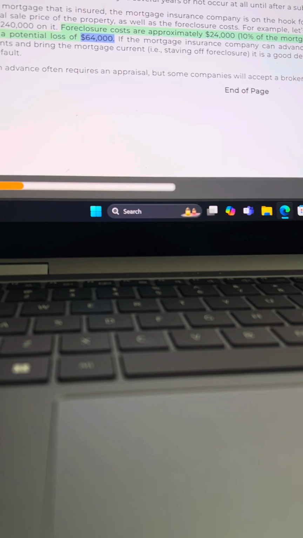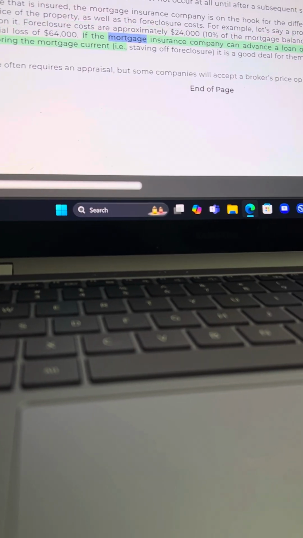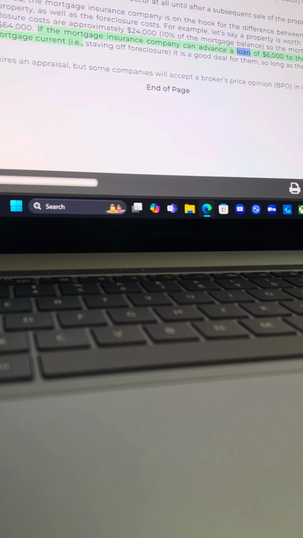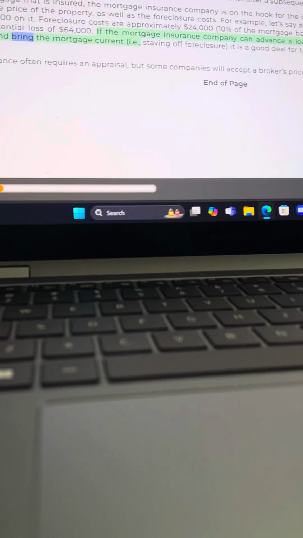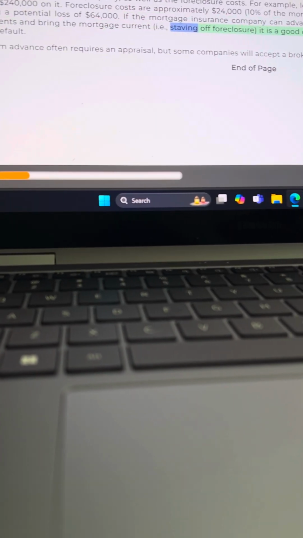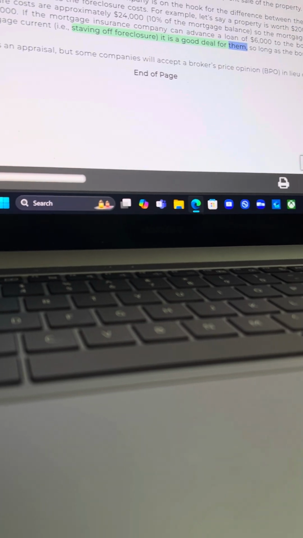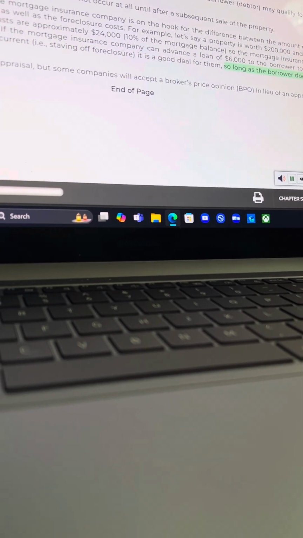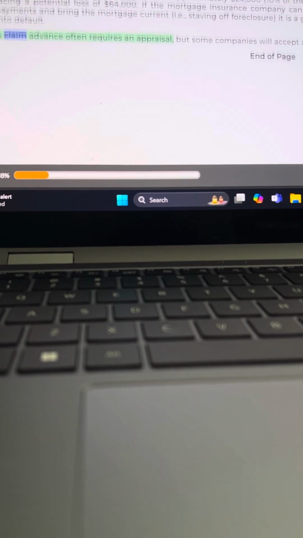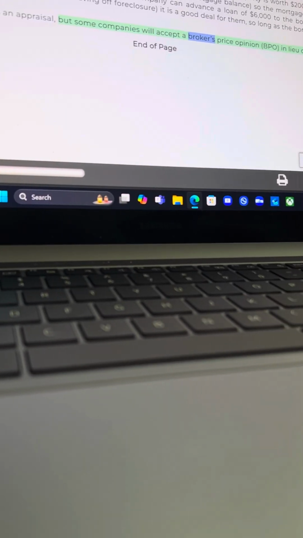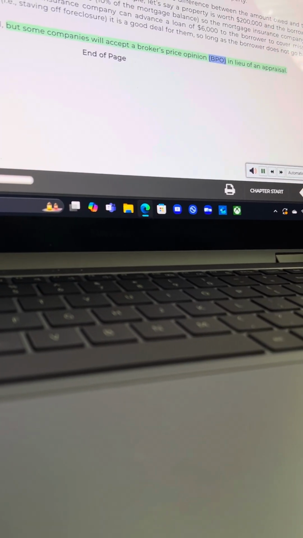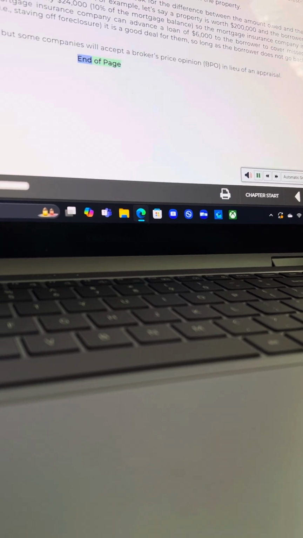If the mortgage insurance company can advance a loan of $6,000 to the borrower to cover missed payments and bring the mortgage current, that is staving off foreclosure. It is a good deal for them, so long as the borrower does not go back into default. A claim advance often requires an appraisal, but some companies will accept a broker's price opinion, BPO, in lieu of an appraisal. End of page.